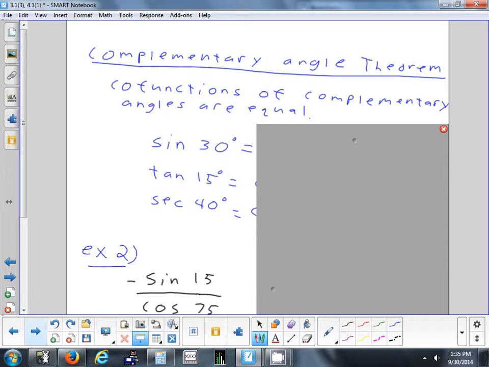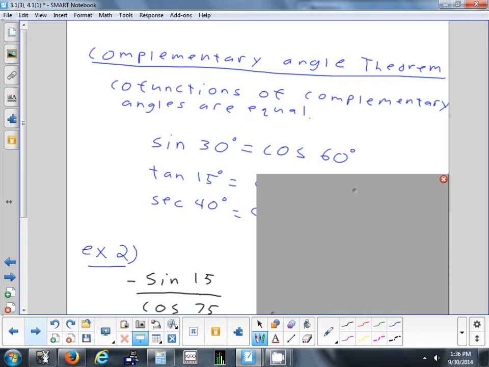Okay, so we'll look at three kind of simple problems, and then that'll lead into what our example will actually be. The first one says the sine of 30. Using the complementary angle theorem, I want something that would be the same as sine of 30. Yep, it would be the cosine of 60. Why? Sine and cosine are cofunctions. 30 and 60 are complementary. So you pick the cofunction and then you pick the complement, and you get something that's equivalent.